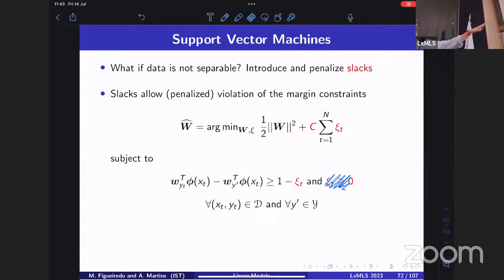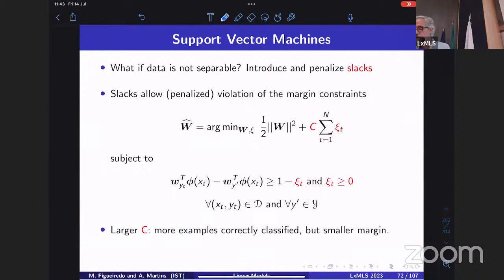It doesn't have to be one. It could be one minus something. This something is positive, some little quantity. But I'm going to penalize the amount of violation. So I'm going to allow some points to violate the margin, but I'm going to make them pay for that. And so I have this optimization problem that involves both. So minimizing W corresponds to maximizing the margin, and the other term means minimizing the amount of violations of these.